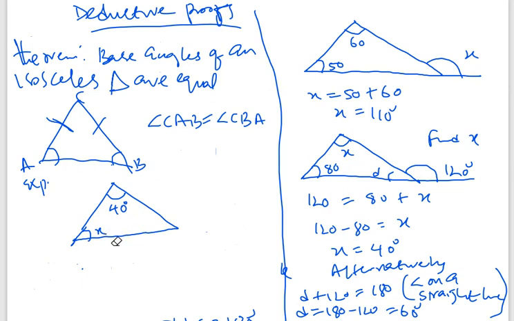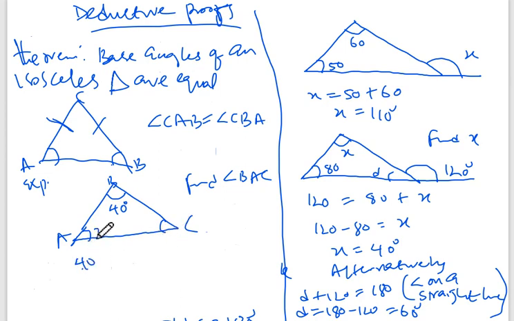Let me not put x there. You have to look for, say, let's assume this is A, this is B, and this is C, and they say find angle BAC. Angle BAC is the same as angle BCA. So to get it, it will be 40.